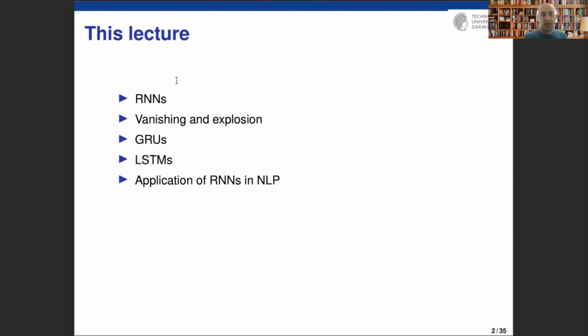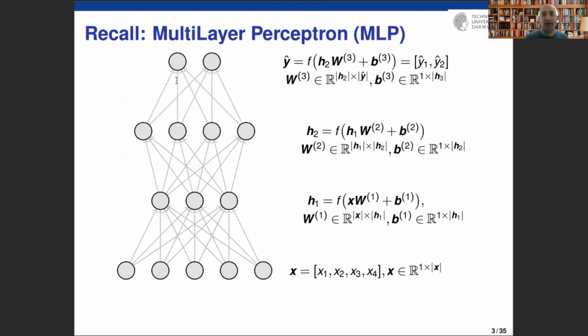Specifically, we discuss recurrent neural networks, and then we'll take a look at vanishing and explosion problems in these neural models, and then we discuss two types of recurrent neural networks named GRU and LSTMs. And at the end, we take a look at some applications of RNNs in natural language processing. So let's start.